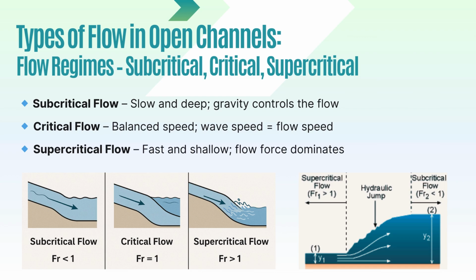Finally, we have supercritical flow. This is when the flow is fast and shallow. The water moves with so much energy that it can't be influenced by disturbances upstream. Imagine water rushing down a steep slope or a fast-moving stream. It's quick, intense, and hard to control.